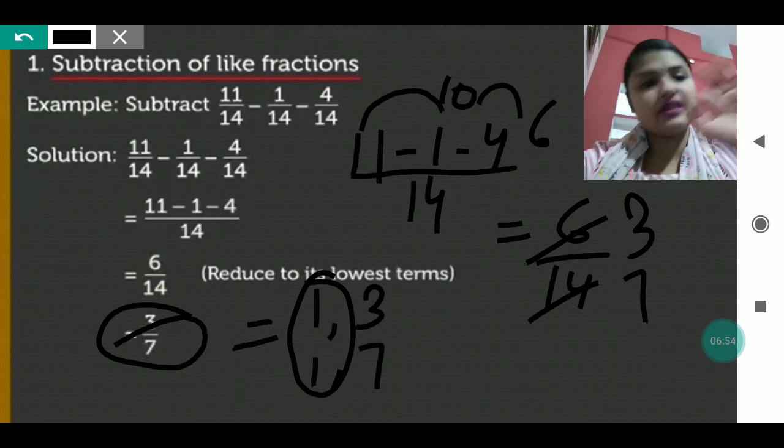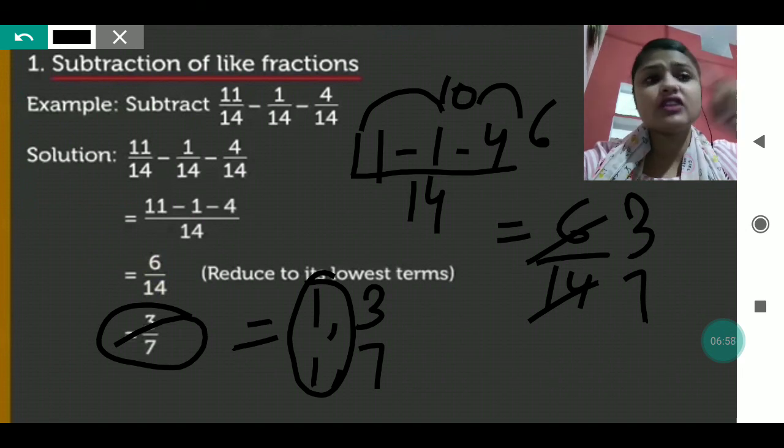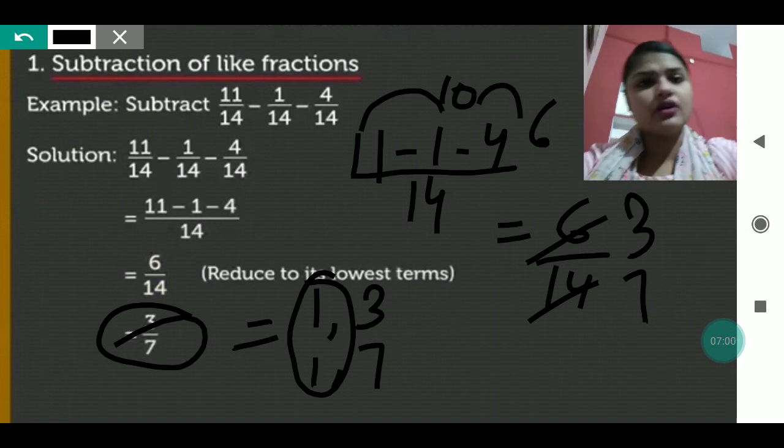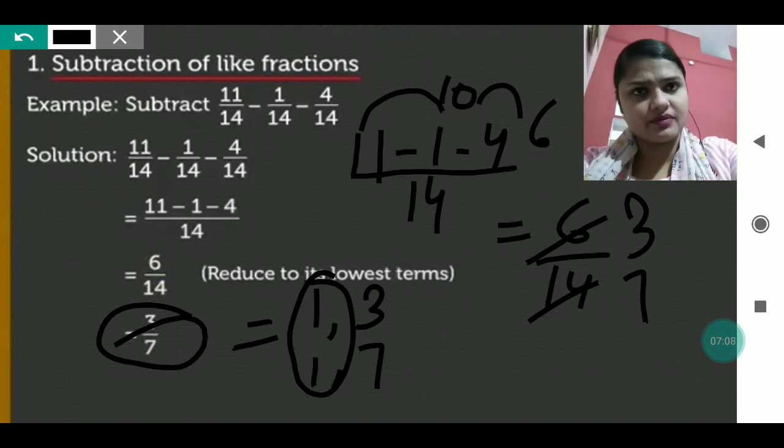So now 3 by 7 is in its lowest term. But previously 6 by 14 was not in its lowest term. Okay, so if the number is in its lowest term, we will leave it like that. But if it is not, we will convert it to the lowest term.